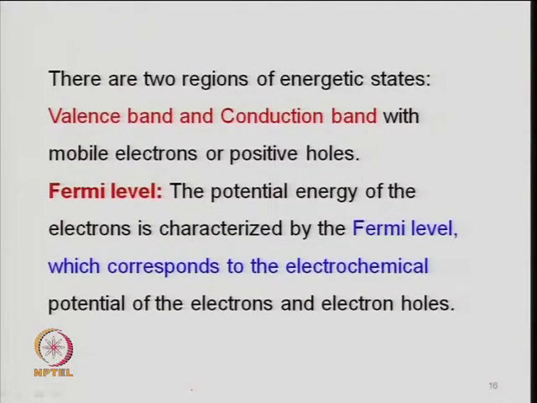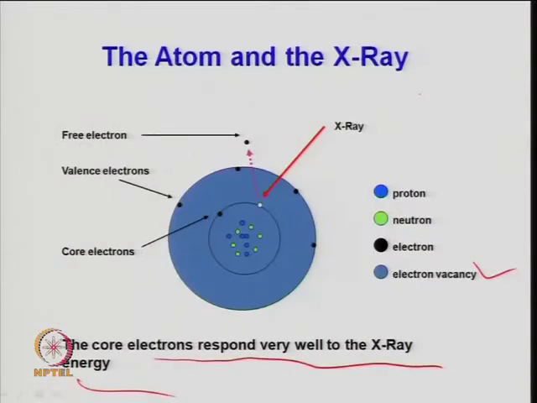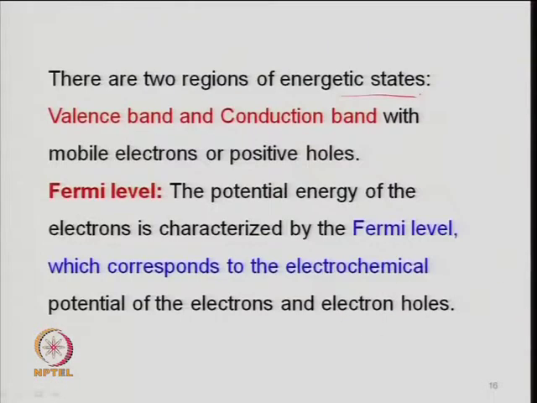So, the valence band and conduction band, which apply to semiconductor materials, and when you look at catalytic properties, the metals, right. These are the two regions of energetic states we are talking about, in the form of core energy and X-ray strikes. We need the information in terms of the core electron, right. So, valence band and conduction band.